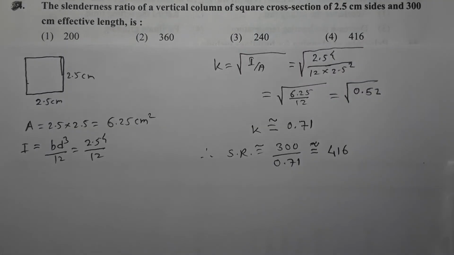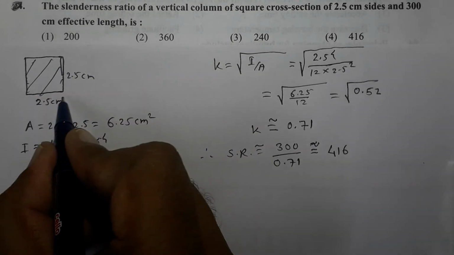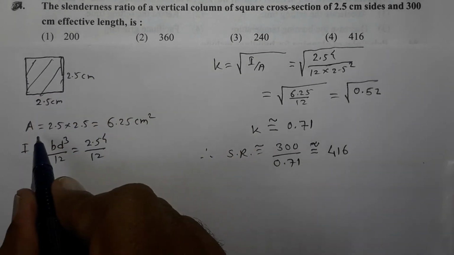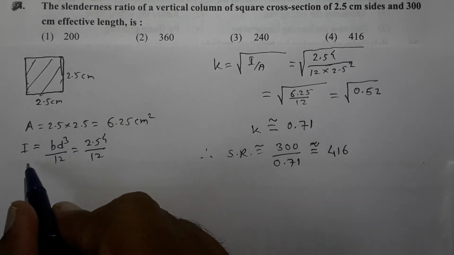Next question. The slenderness ratio of a vertical column of square cross section 2.5 cm sides and 300 cm effective length is. Now the question is related to slenderness ratio, and we know that slenderness ratio is the ratio of effective length to the radius of gyration. So here we will have to work out the radius of gyration. Now let it be that square cross section of sides 2.5 cm each. Its area can be given as 2.5 into 2.5, that is 6.25 cm square.